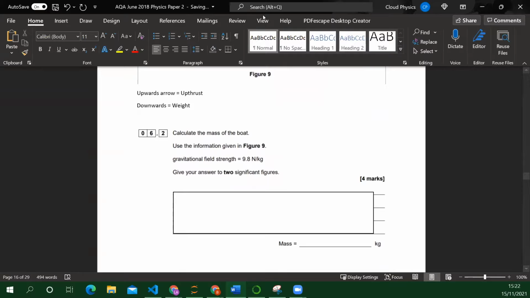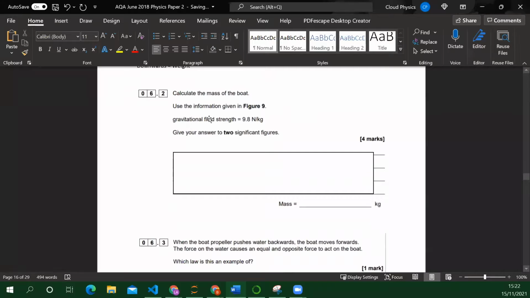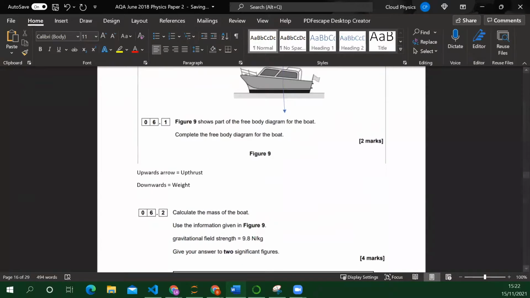Okay, weight incorporates that. So it says calculate the mass of the boat. Use the information in figure 9. Gravitational field strength is 9.8 newtons per kilogram. Okay, so there's a separate paper. Let me just bring this up for 2 seconds. Question 9 had a diagram in it. Let's just copy and paste it over.